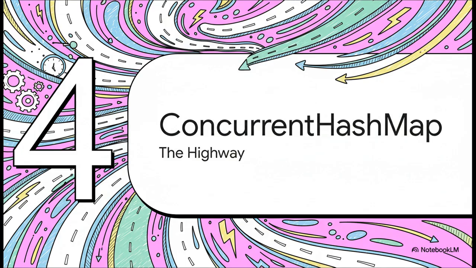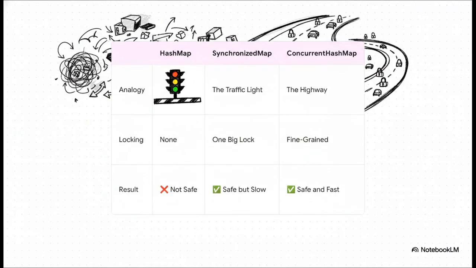Let's unpack how it manages to pull off this incredible balancing act between being both super fast and super safe. This table really tells the whole story of how we got here. First, there was just HashMap, total chaos in a multi-threaded world, not safe at all. Then they gave us synchronized map. It's like a single traffic light for a whole city. It puts one giant lock on the entire map, which makes it safe but painfully slow.